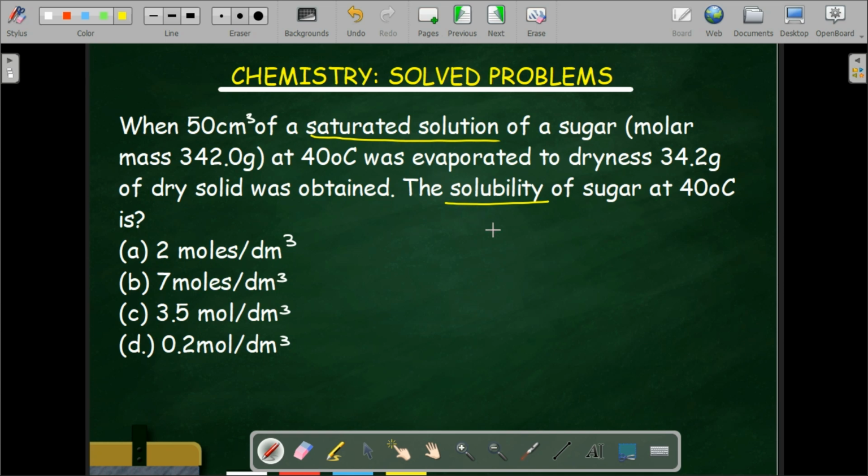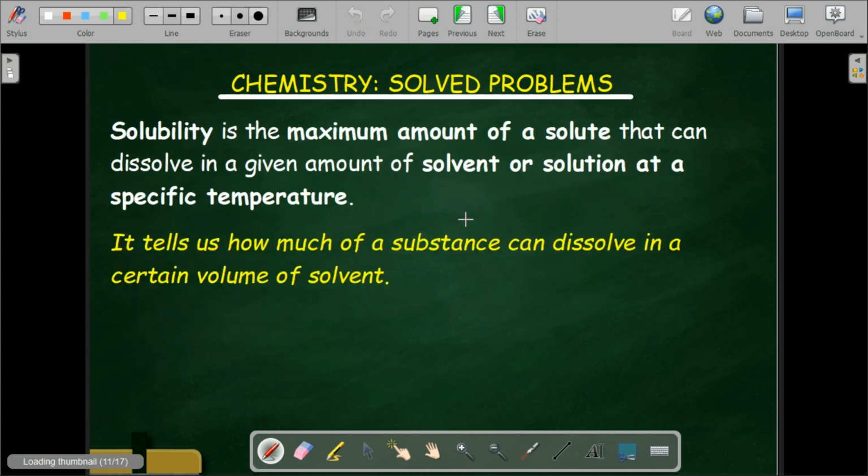To solve the question is very easy. In two lines, we'll get our answer. However, it is much more important that you understand all the concepts surrounding the problem so that you'll be able to solve similar problems without an itch. All right, let's start with what is solubility.